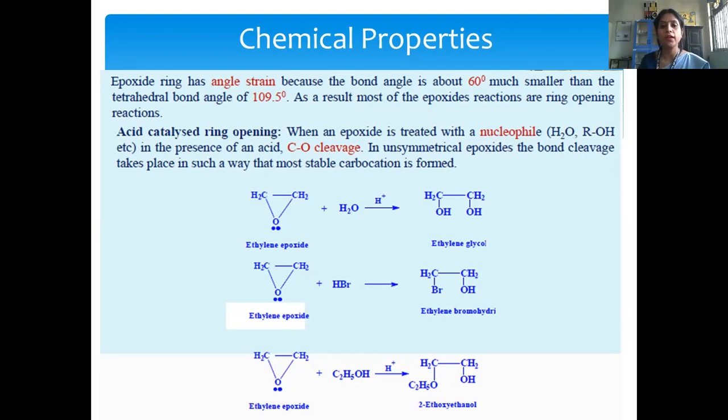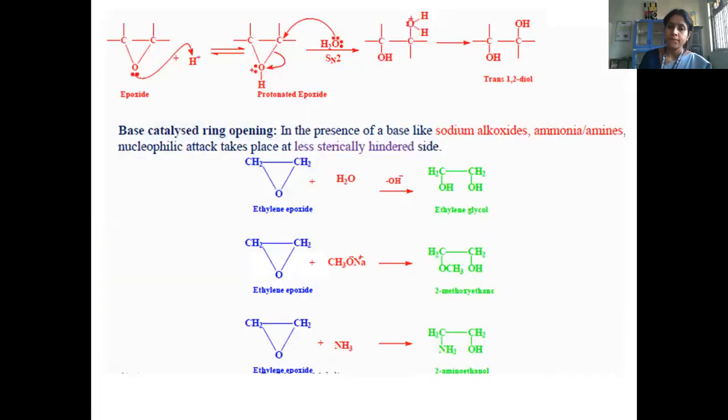For example, ethylene epoxide simply reacts with water in the presence of H plus, because it is an acid catalyzed reaction. So the bond cleavage takes place and 2 OH groups form, so ethylene glycol is formed. If we use HBr, then H plus goes to the oxygen atom and the bromine to the adjacent carbon atom. So it will become ethylene bromohydrin, right? Then if we use ethanol as the reagent in the presence of an acid, it forms 2-ethoxyethanol. The mechanism is SN2 mechanism.